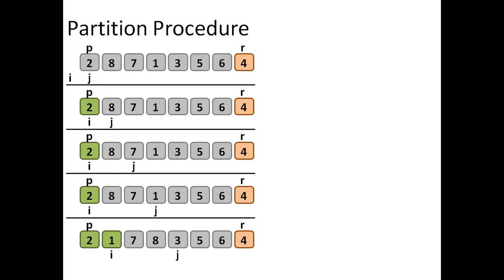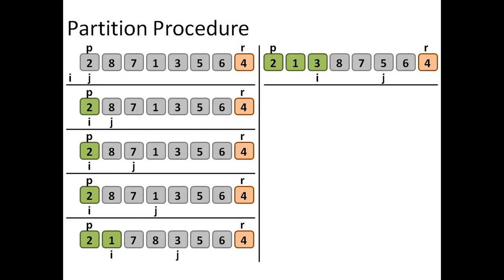So, J is at element 3 now. 3 is less than 4. Yes, it is true. So, increase the value of I by 1 and swap A[I] with A[J] again. So, we will exchange 7 and 3 now. So, we will get this array.